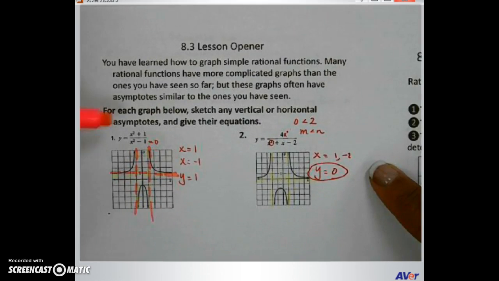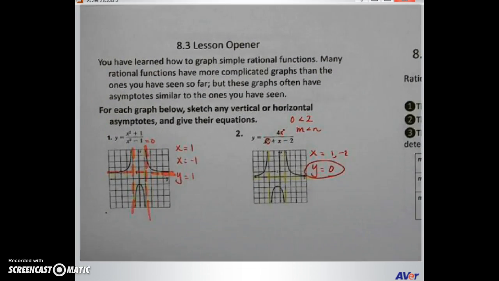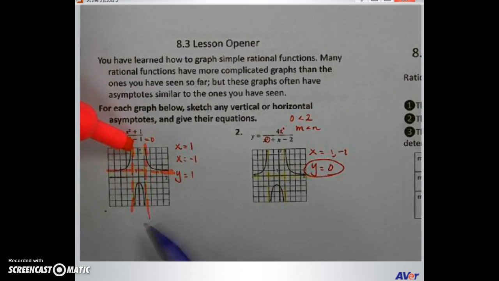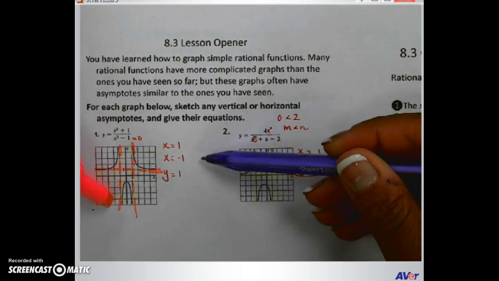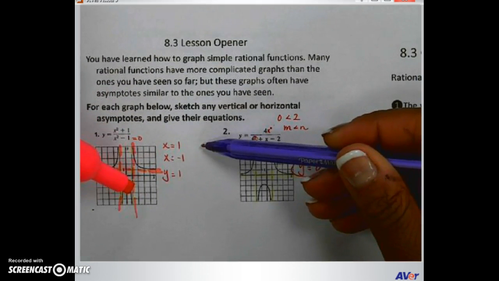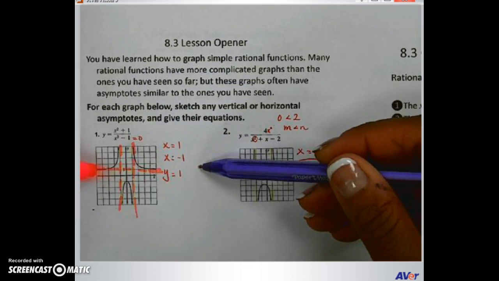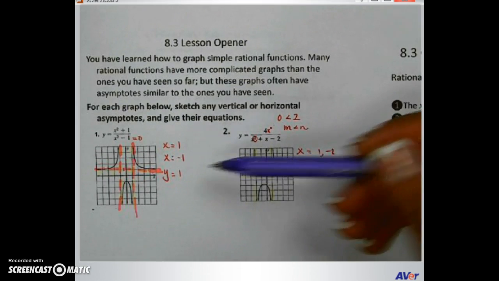So the equations of those, the first one is x equals -1. That's this one right here because it's a vertical line. X equals 1. And then y, this is your horizontal one, is equal to 1 as well.